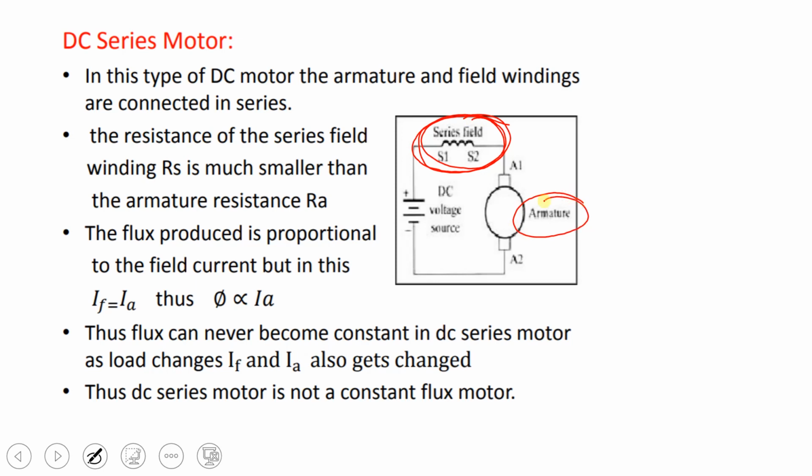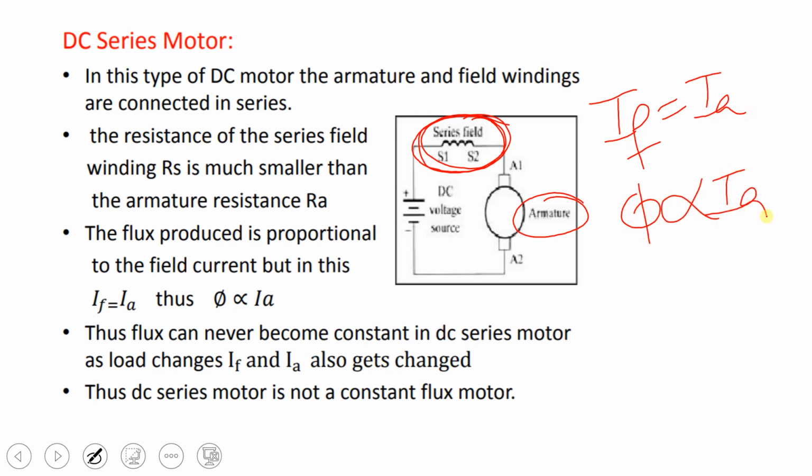So the flux produced is proportional to the field current, but here the field current IF equals the armature current because both are in series. Phi is directly proportional to Ia. Thus, flux can never be constant in a DC series motor as long as IF and Ia change. So this is the point: a DC series motor is not a constant flux motor.